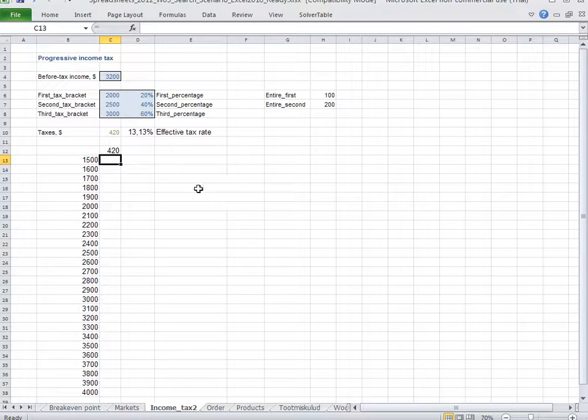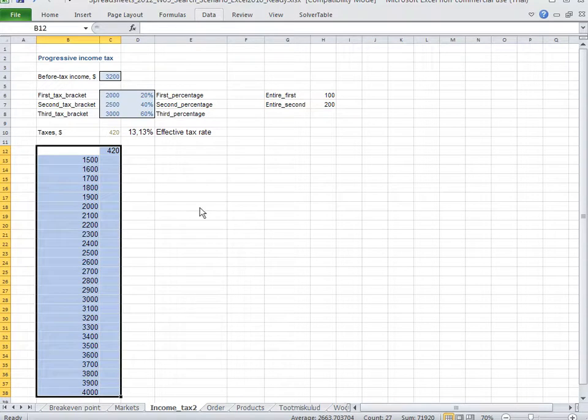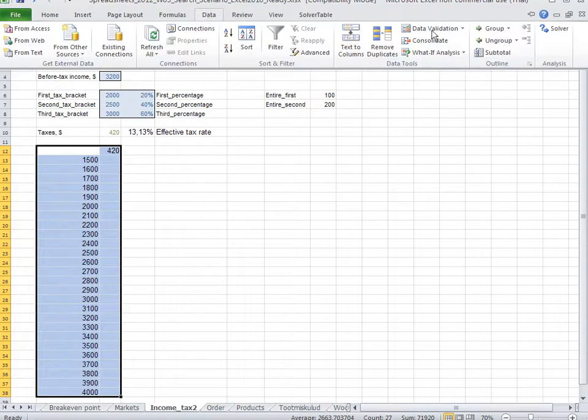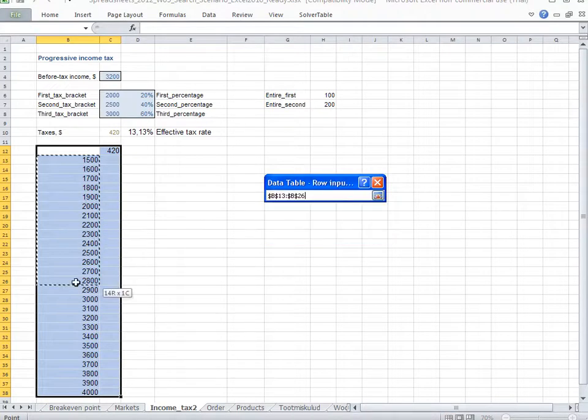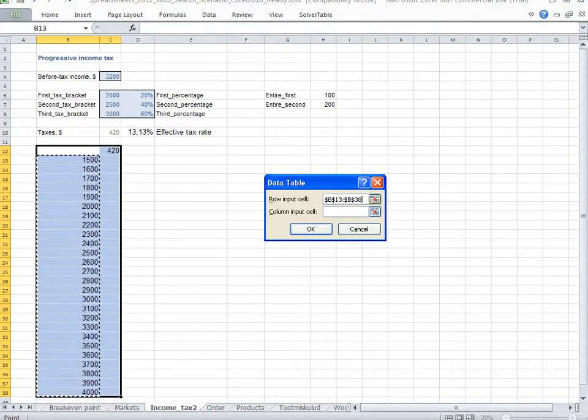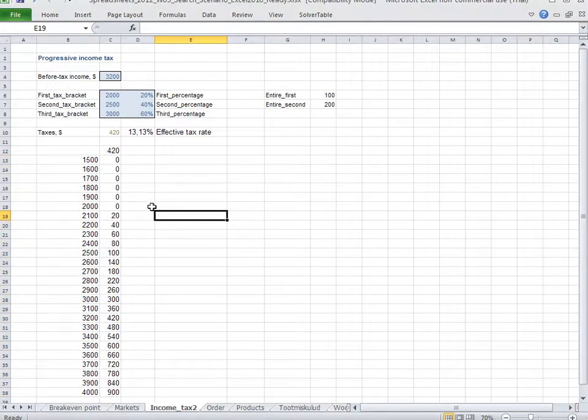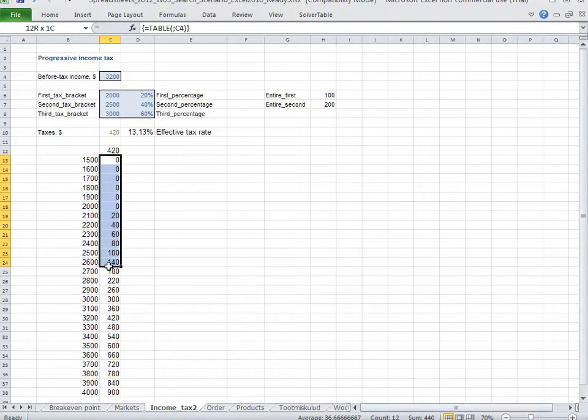Now let's run the data table. We select the entire table. We do Data, What-If Analysis, Data Table. These are here in a column, so they're called column input cell. And these column input cells, these all go into our income. Okay, and then let's click OK. And here we see these are the tax amounts in case our income is such.